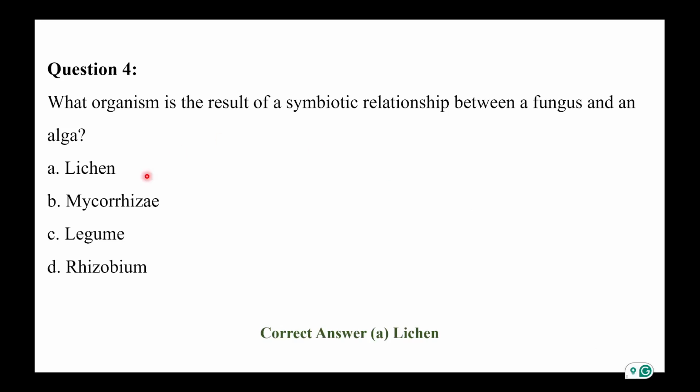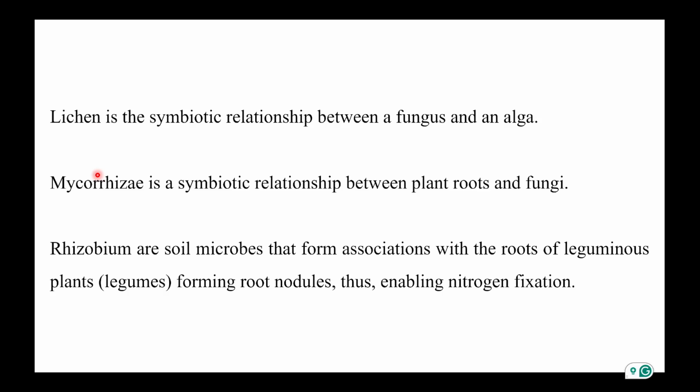So mycorrhiza, we have already discussed, is a symbiotic relationship between a plant and the fungus. Legume is just a class of plants. I've told you the plants from the pea family are leguminous plants. And rhizobium, we have discussed, is a symbiotic relationship between a bacteria and a plant. Lichens are the ones which have a symbiotic relationship between a fungus and an algae. So how are both of them helping each other?